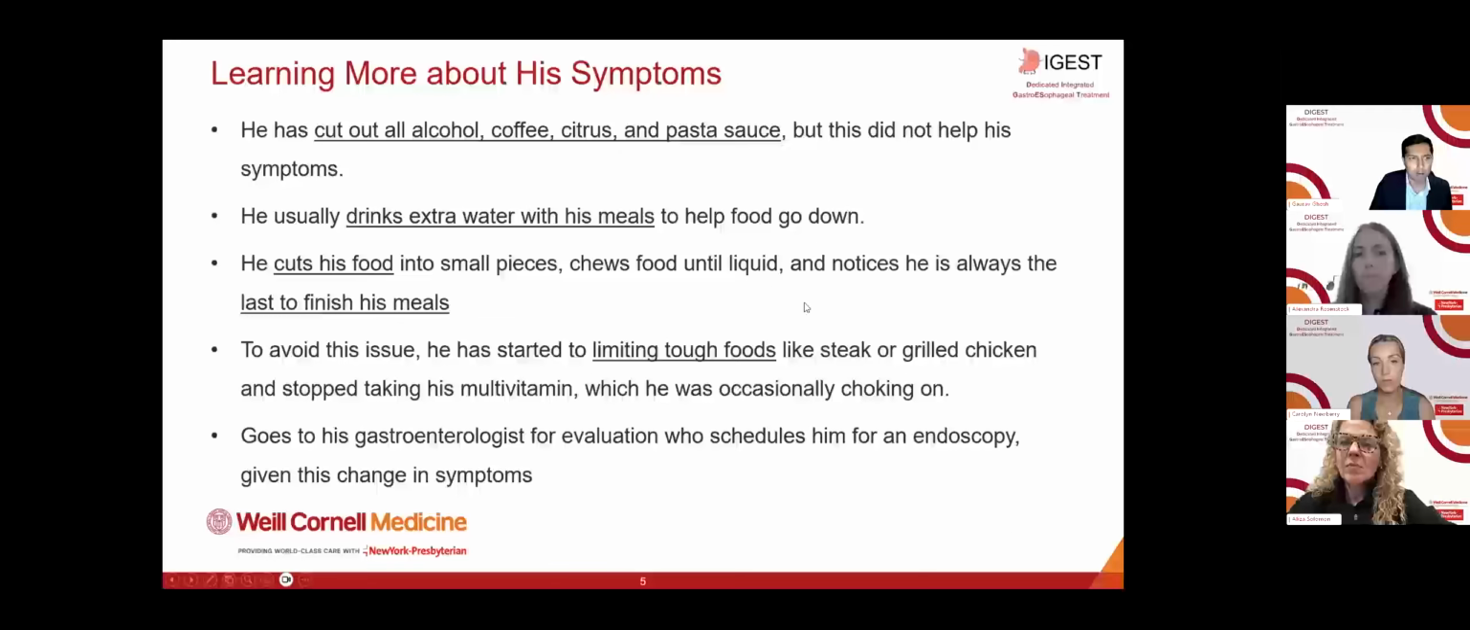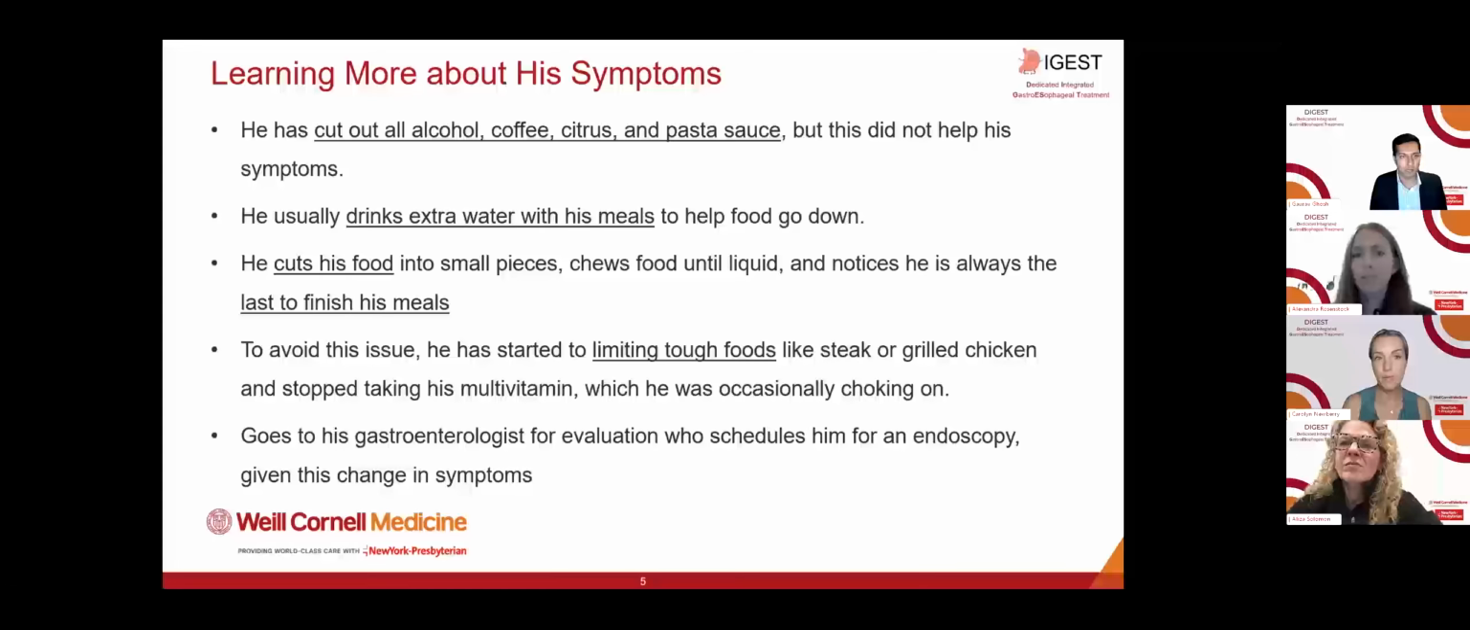Moving on, we hear a little bit more about his symptoms. He's cut out all alcohol, coffee, citrus foods, and pasta sauce, but this didn't really help his symptoms. He usually drinks extra water with his meals to help food go down. He cuts his food into small pieces. He chews the food until it's mush and notices he's always the last to finish his meals. To avoid this issue, he has started limiting tough foods like steak or grilled chicken and stopped taking his multivitamin, which he was occasionally choking on. So he goes to his gastroenterologist for evaluation, who schedules him for an endoscopy, given this worsening of his symptoms.